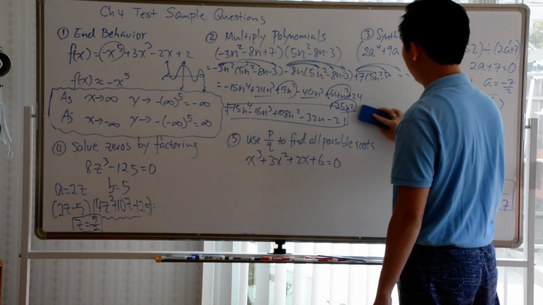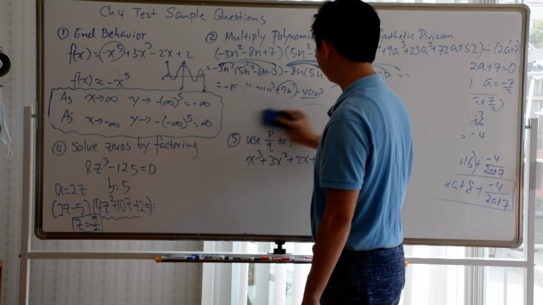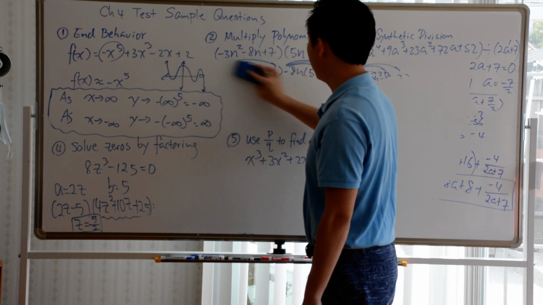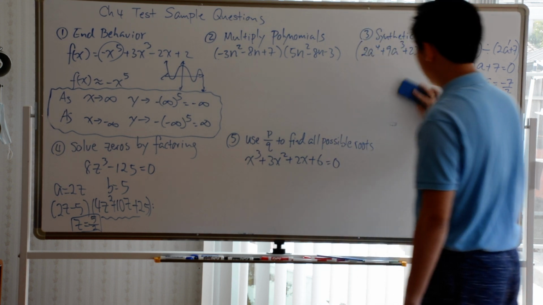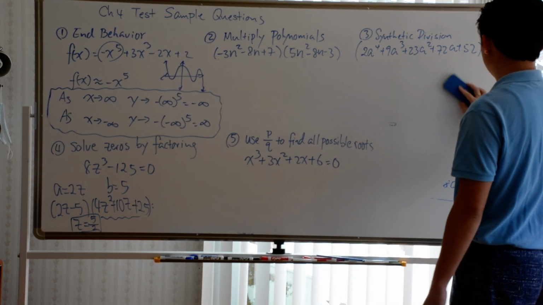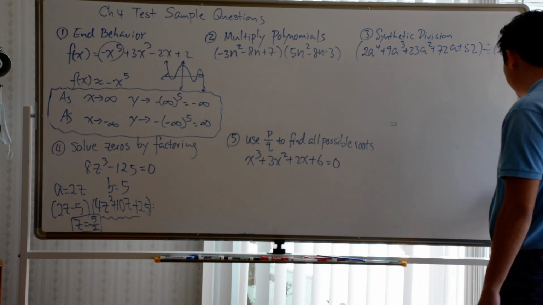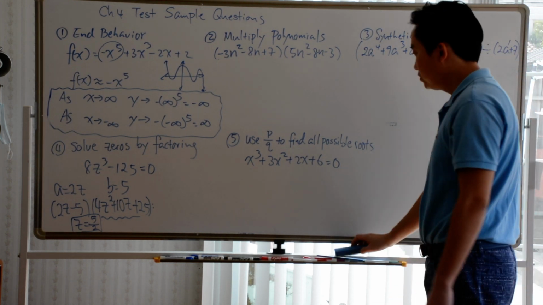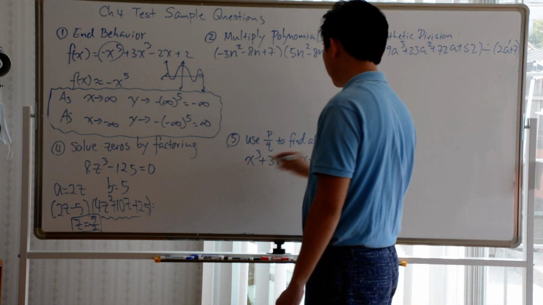For those who might be wondering, how do we find the possible rational zeros? Again, using the rational zero theorem, p over q. P is the constant term, so we need to find all the possible factors of the constant term, and then q will be the leading coefficient. So here's p and here's q.